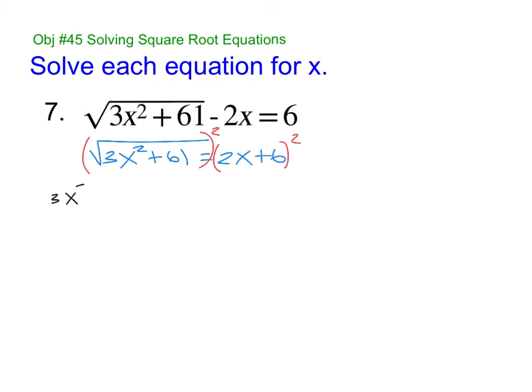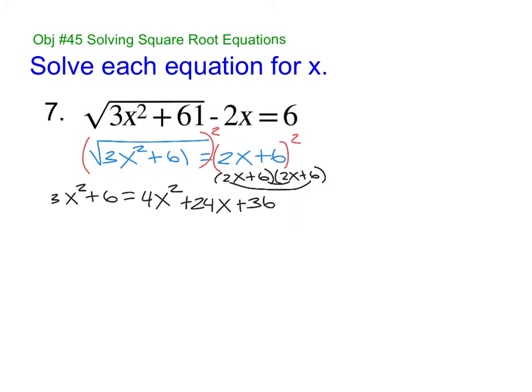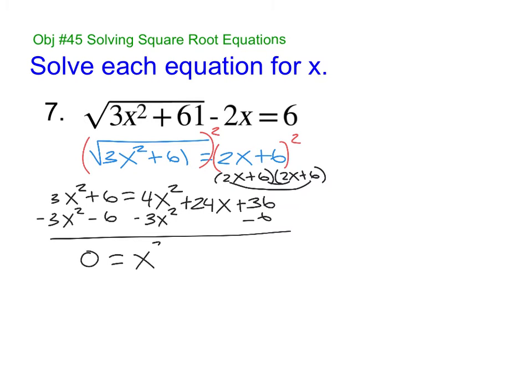So 3x squared plus 6 equals, let's see, 2x plus 6 times 2x plus 6. It's 4x squared. That's 12 and 12. 24x plus 36. Now I'm going to subtract to get 0 on one side, which ends up being nice. X squared plus 24x plus 30.